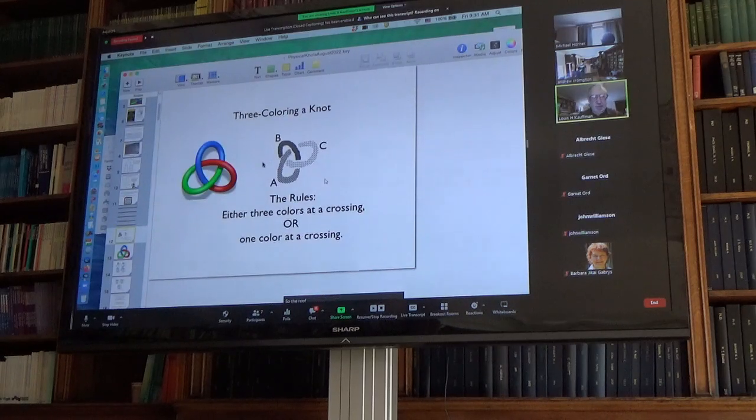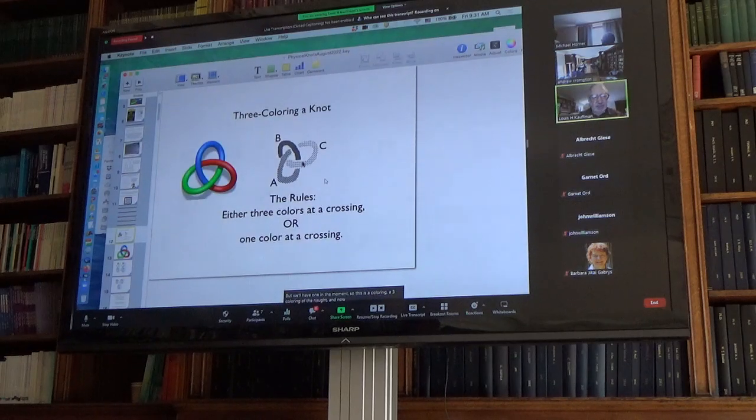So now I give you a rule. I'm going to play a game on this little game board of the diagram. The coloring game is that you either see three colors that are crossing, like here, green, red, and blue, or you see one color. In this case, there isn't any example of one color, but we'll have one in a moment. So this is a coloring, a three coloring of the knot.